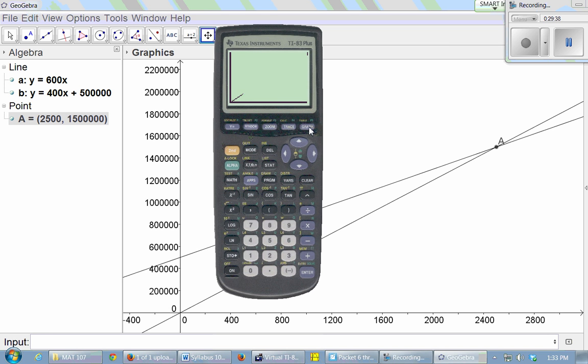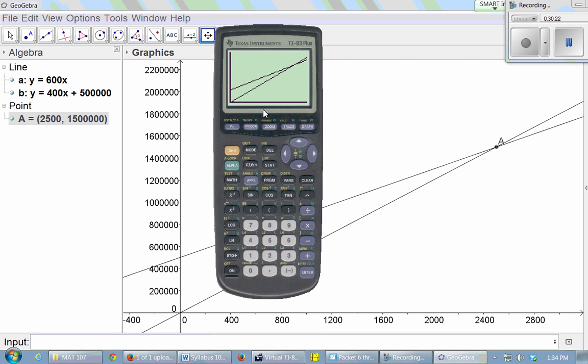So I graph, and I can kind of see the lines, but I can see that they must intersect somewhere way up here. So I need to look at more of the window. Maybe I'll go to 3,000. And for y, I'll go to 1,000,000. Oh, almost. It's actually a little further up. Maybe I'll go to 2,000,000. Okay, I can just barely see where they cross.